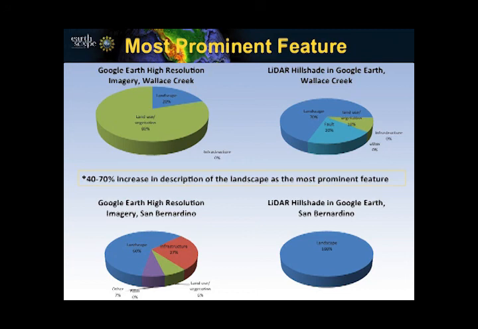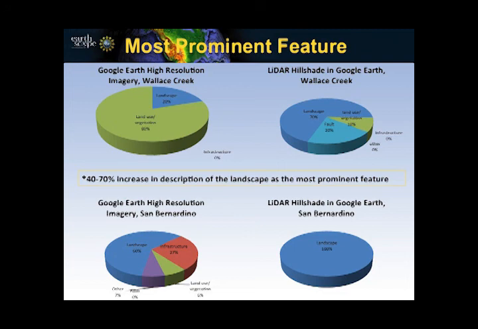So we had students look at it, and here's the Google Earth imagery for Wallace Creek results, and then here it is with the LIDAR. We had students say what they thought was the most prominent feature. So here they said land use. They chose something that was related to land use as the most prominent feature.